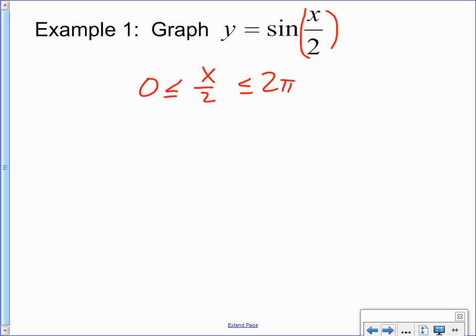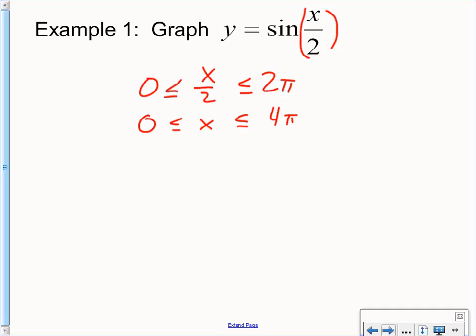Multiply everything by 2. 2 times 0 is still 0. X, and this becomes 4 pi. So we went from 2 pi to 4 pi. All that did was stretch that curve. So now it's like a big old curve, right? It went from 2 pi to 4 pi. So dividing the angle makes it stretch.